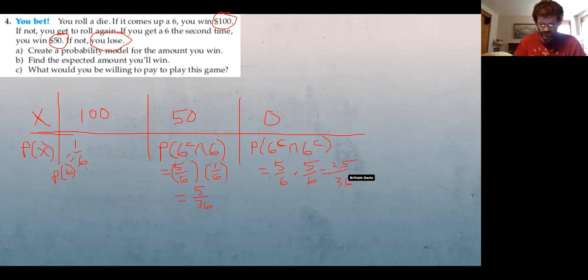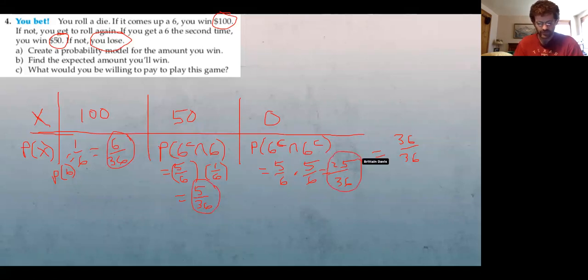Well, let's go back across and add everything up to make sure we got 36 out of 36. And to do this, of course, we're going to want to change this from 1/6 to the equivalent 6 out of 36. All right, and when we add that up, it looks like we get 36 out of 36. We did this probability model correctly. So now we've got these outcomes. Sorry, those probabilities with these outcomes attached.